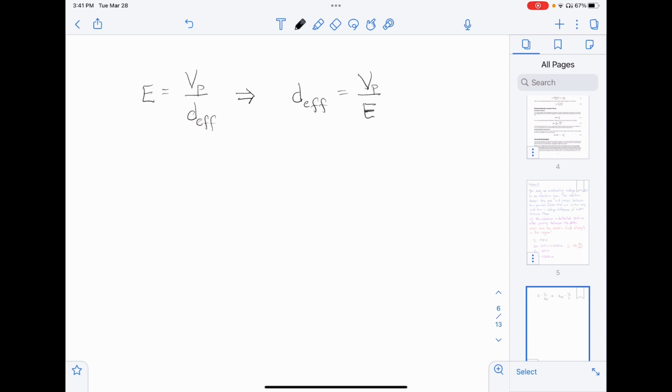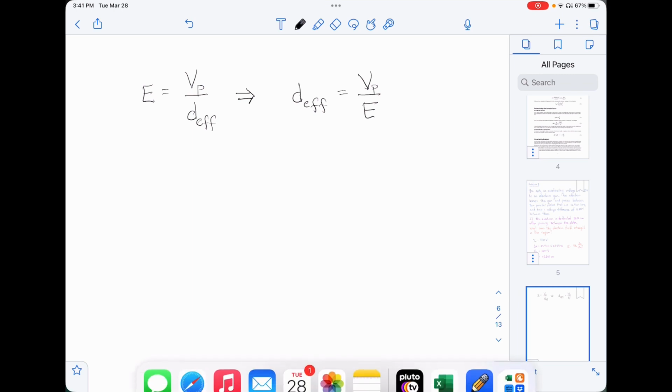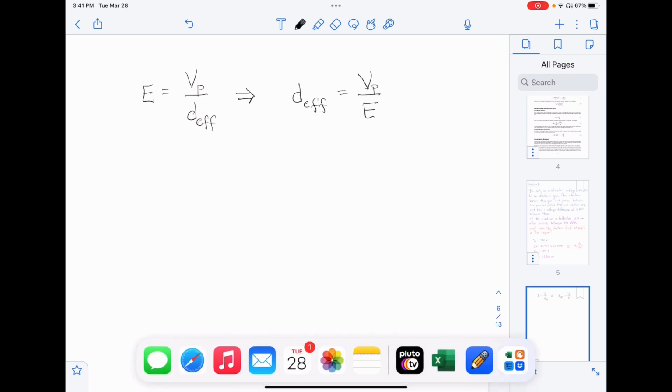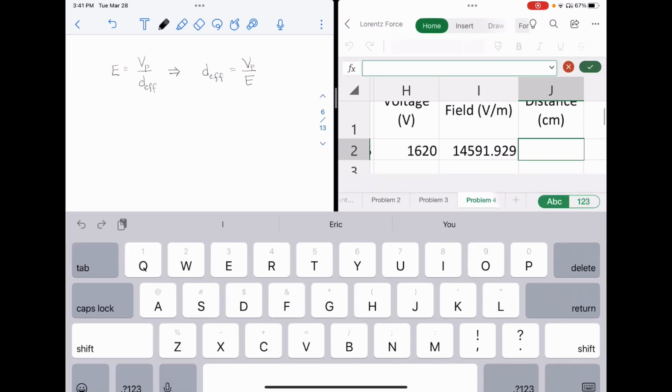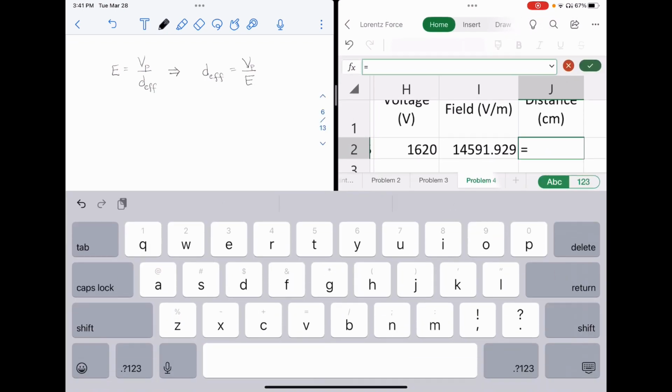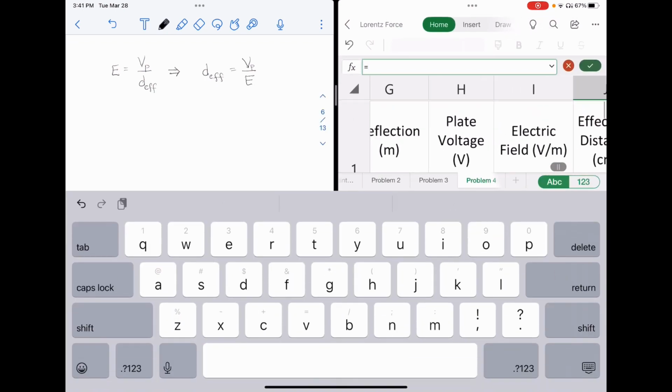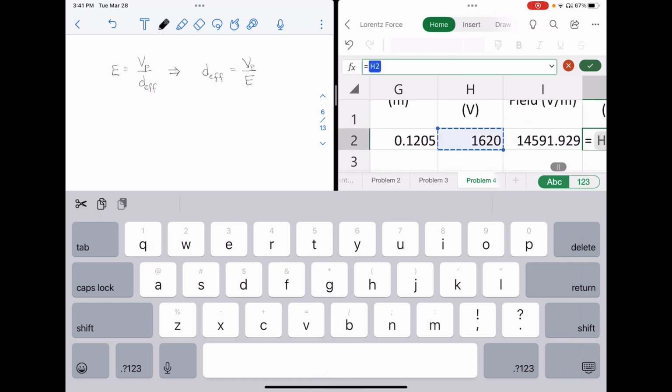So this equation actually implies that the effective distance is just equal to the plate voltage over the electric field. So we just calculated the electric field. We know the plate voltage, so we can calculate the effective distance. Let's see what it's going to be. All right. So I'm just going to say equals, and then we need to find the plate voltage, which is here. 1620, and we want to divide that by the electric field.